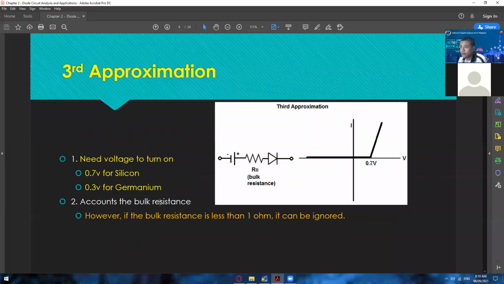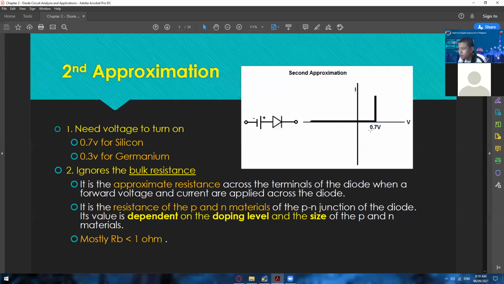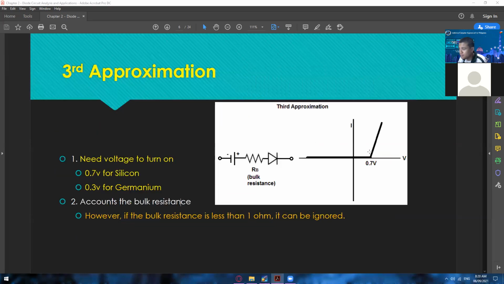And this is the graph for the third approximation. Before, it was just a straight line, but since we are now considering the bulk resistance, there is a slight rise of our current, maybe a 95-degree or 90-degree rise, since it is now resisting some of the current due to this bulk resistance. If it is less than 1 ohm, then you will have the same flow of current. But since we're seeing something like this, that only means that we have 1 ohm and above of resistance in the third approximation, or in this graph.